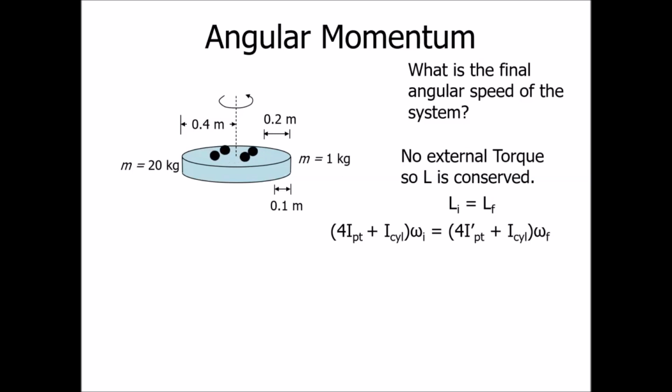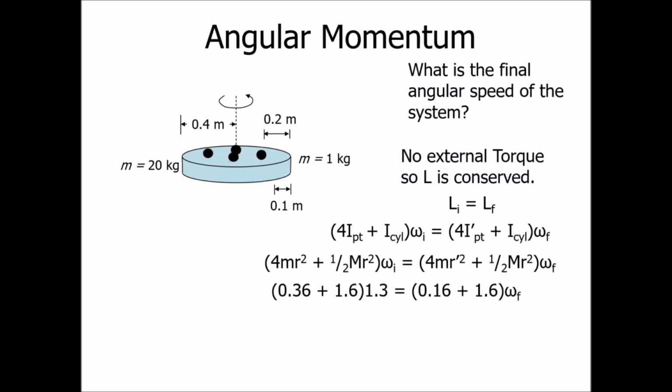And that's going to be equal to the rotational inertia of the system times the final angular velocity at the very end. The reason I'm putting a prime there is because they moved inward, so the rotational inertia of one point mass is different now. The rotational inertia of one point mass would be mr squared, so 4 times that would give us all 4. For the cylinder, it's 1/2 mr squared. And then at the end, when they moved in, I'm using r prime because it's now, instead of being 0.3 meters, now it's 0.2 meters.